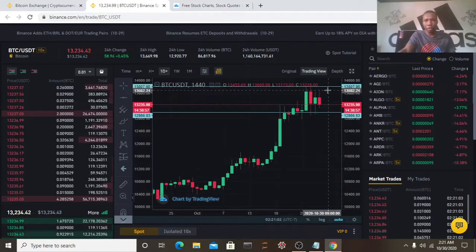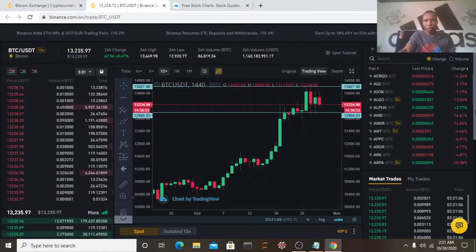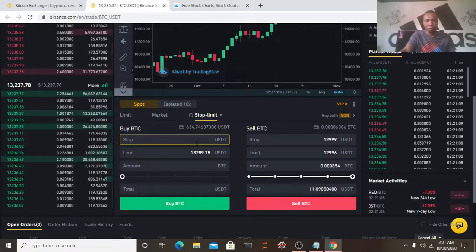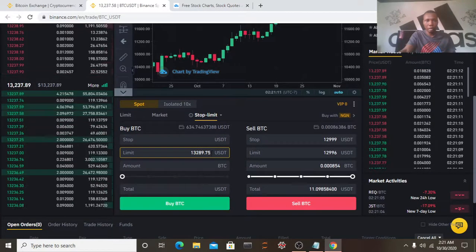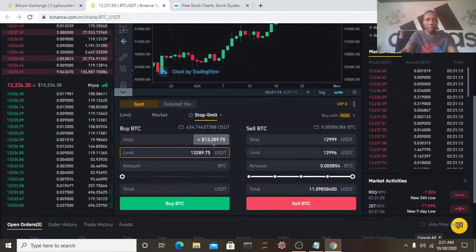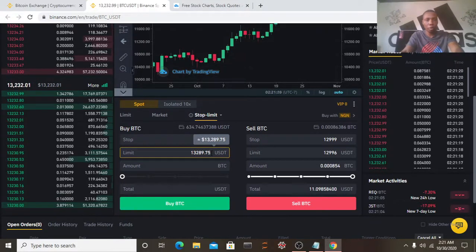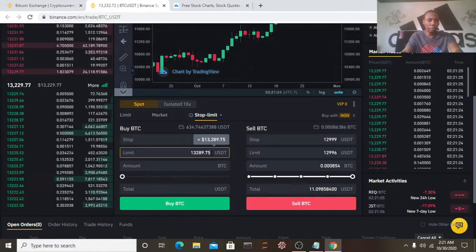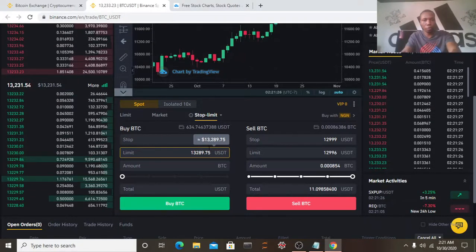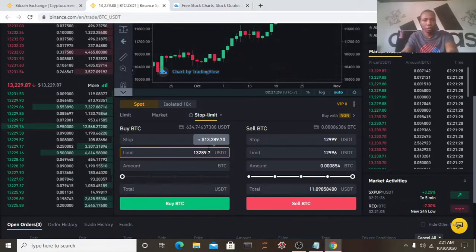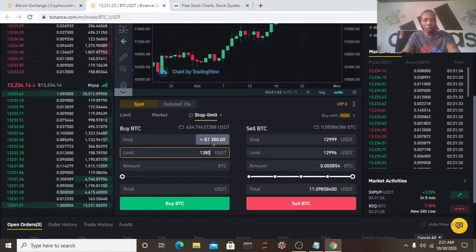Now let's set an order on this, 13,807. I'm doing it on my buy side because I have USDT and I want to go long on Bitcoin. So I'm switching to Bitcoin, so I will do this on my buy. You know that if you have USDT, you buy back to Bitcoin. If you have Bitcoin, you sell to USDT. To 13,807.